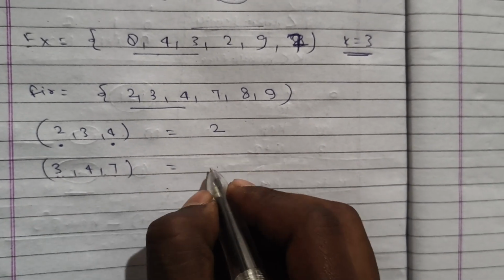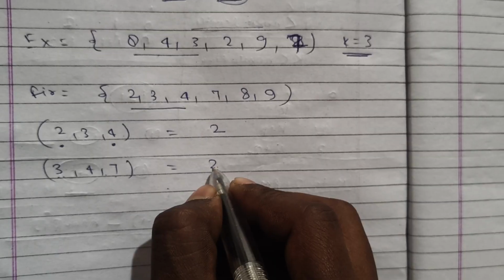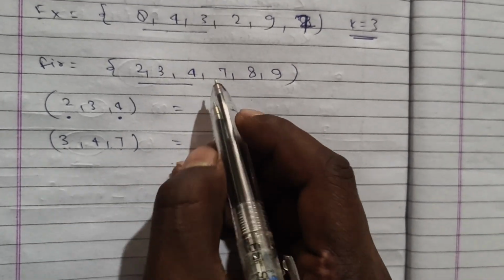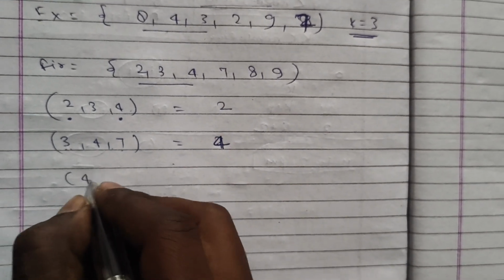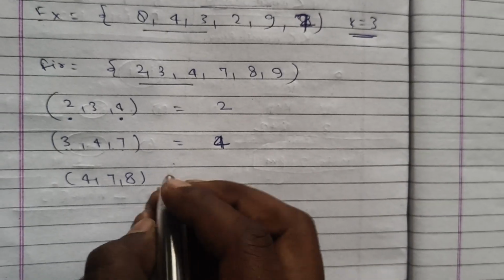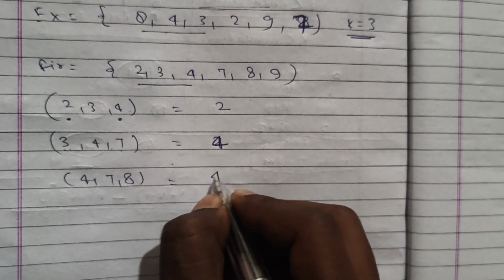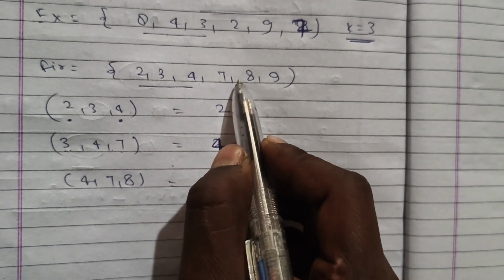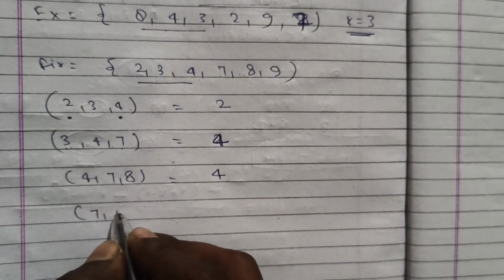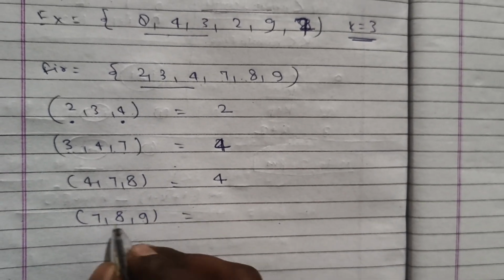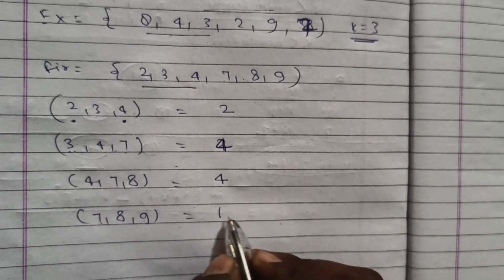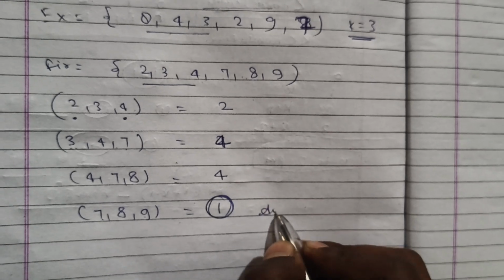maximum minus minimum, 7 minus 3 is 4, and next 4 7 8, 8 minus 4 is 4, then we will select 7 8 9, 9 minus 7 is 1, then this will give the answer.